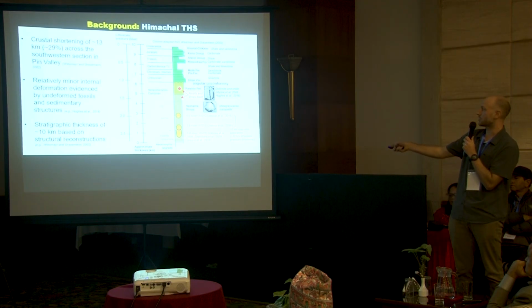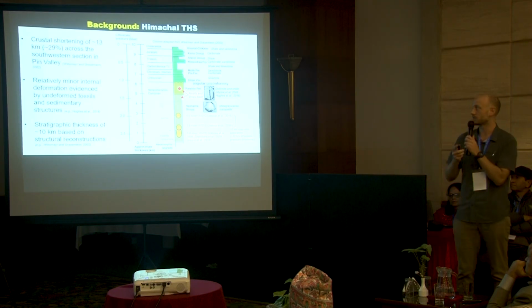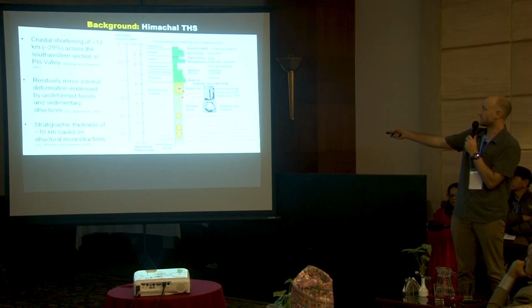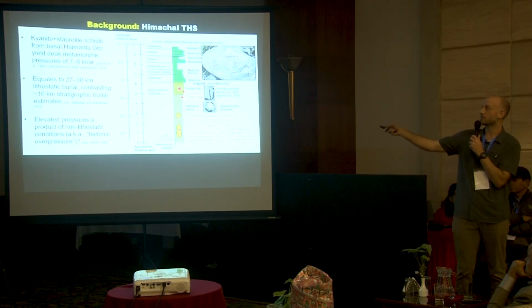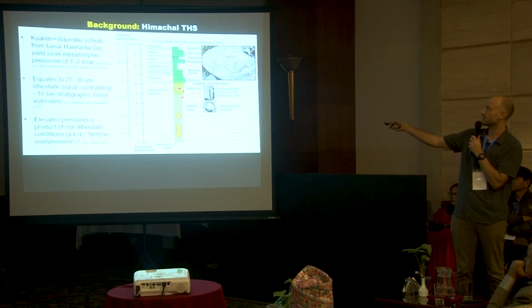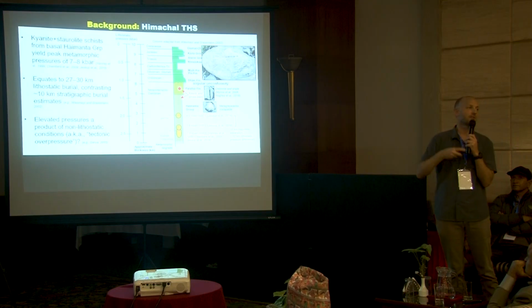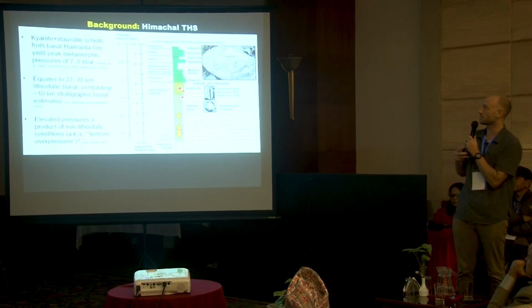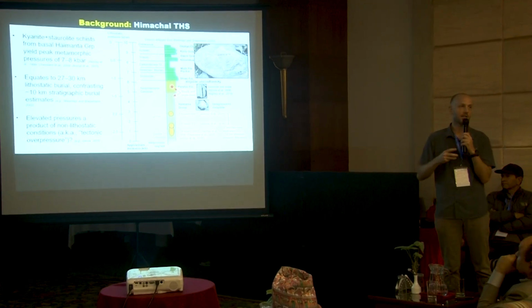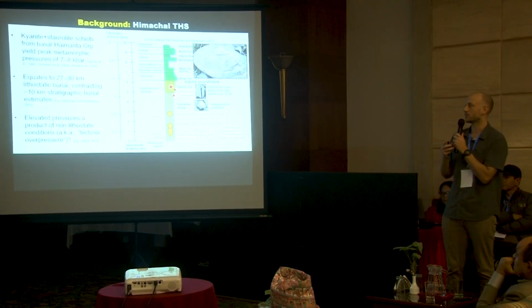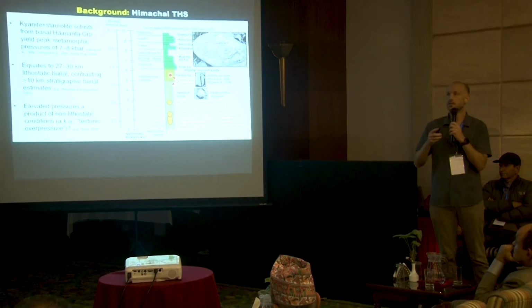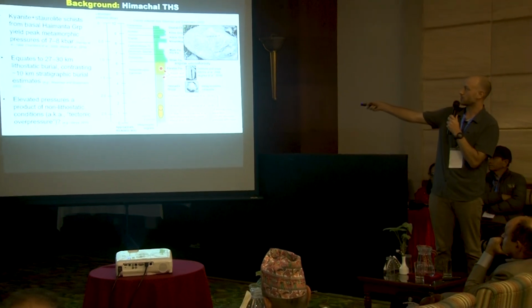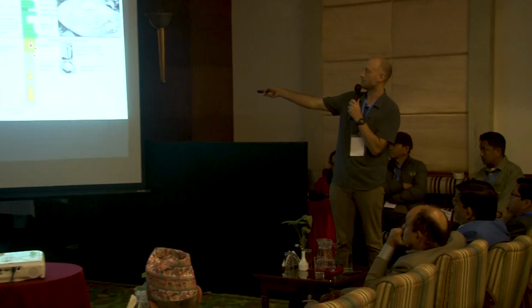Now, the base of the section is the Haimanta group, and there's something really interesting about the Haimanta group. It contains, next slide. Yes, here we go. So the Haimanta group contains kyanite and staurolite schists, and thermobarometry on these rocks yields peak pressures of about 7 to 8 kbar, and temperatures maybe in the range of 600 or so degrees. Now, if you assume lithostatic conditions, those pressures right here equate to a burial depth of 27 to 30 kilometers.